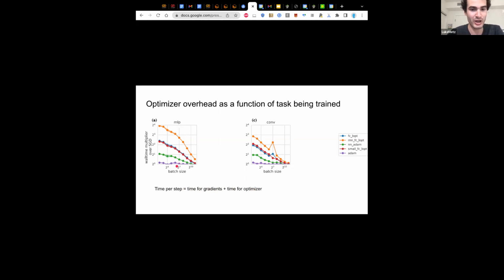So unsurprisingly, for all optimizers, both learned and non-learned, as we increase the batch size, the overhead over SGD shrinks for these two models.